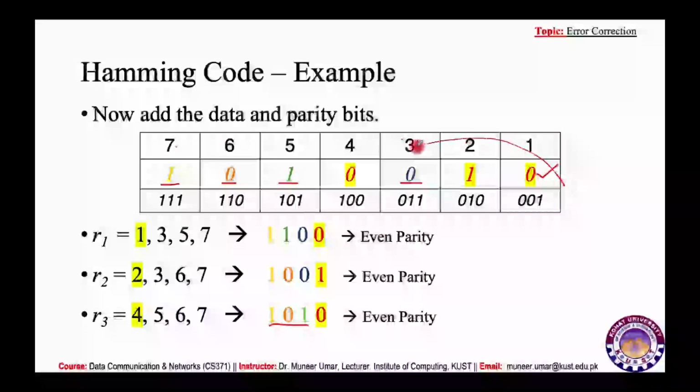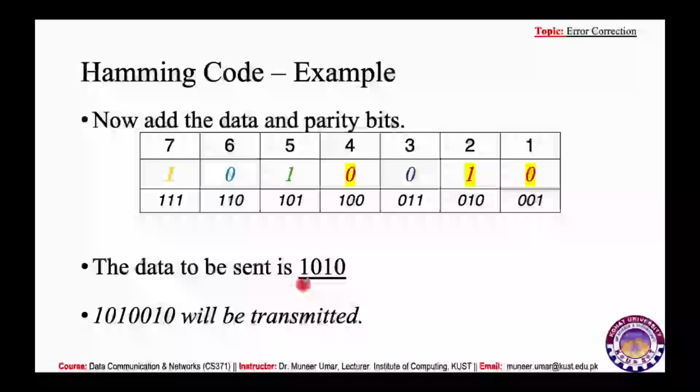So this thing is the code word calculated by using the Hamming code algorithm. So the data to be sent is 1010, and after the entire procedure of the Hamming code algorithm generation, this data will be transmitted. This is the code word generated by the Hamming code algorithm.